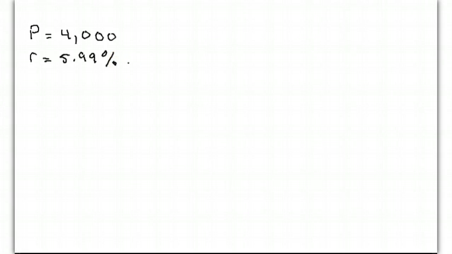As you know, when dealing with percentages, you cannot use the percent form. You must convert it into its decimal equivalent. So if you want to know what 5.99% is as a decimal, you simply take 5.99 and divide it by 100. And what that will give us is 0.0599.